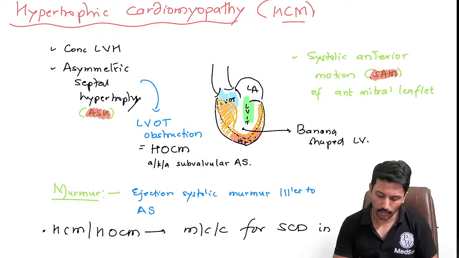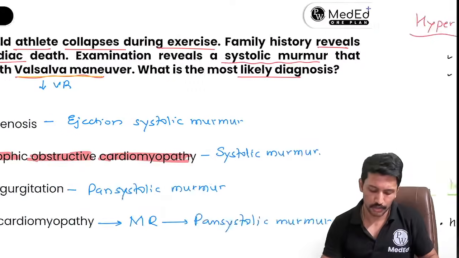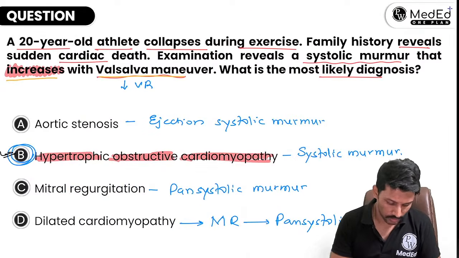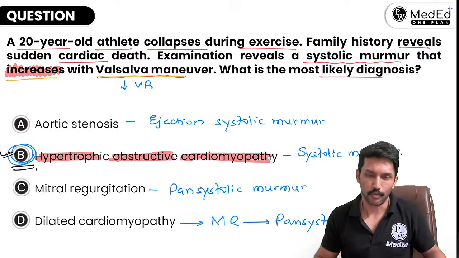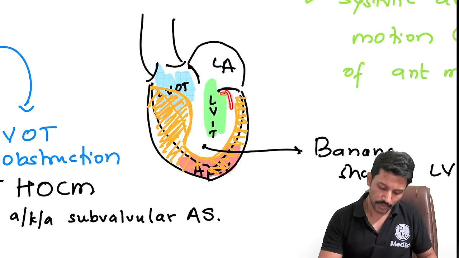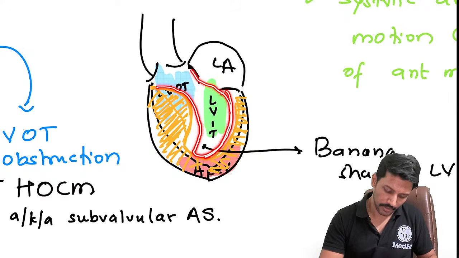Okay, so any question that talks about athlete young deaths may be talking about HOCM, and in this question we had that information as well. So we are more than sure that this question is about hypertrophic obstructive cardiomyopathy. Why are we getting a banana shaped left ventricle? Because the free wall starts thickening, the interventricular septum starts thickening, leaving the left ventricle appearing like a banana.